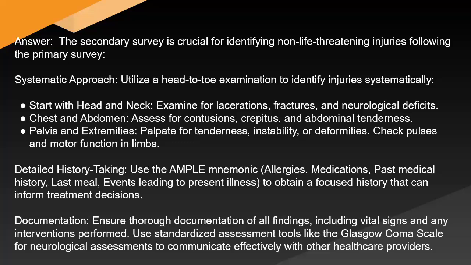Detailed history taking: use the AMPLE mnemonic, allergies, medications, past medical history, last meal, events leading to present illness, to obtain a focused history that can inform treatment decisions. Documentation: ensure thorough documentation of all findings, including vital signs and any interventions performed. Use standardized assessment tools like the Glasgow Coma Scale for neurological assessments to communicate effectively with other healthcare providers.